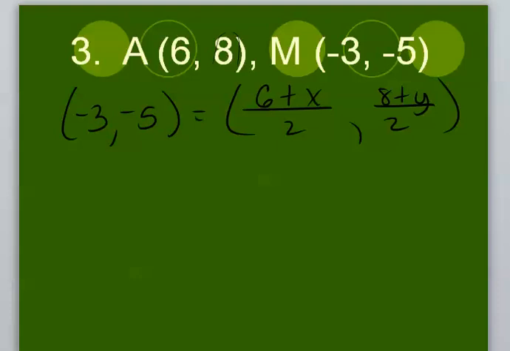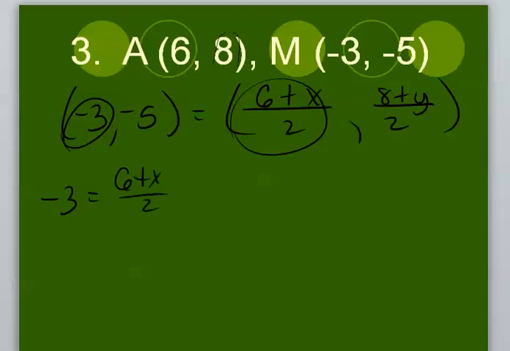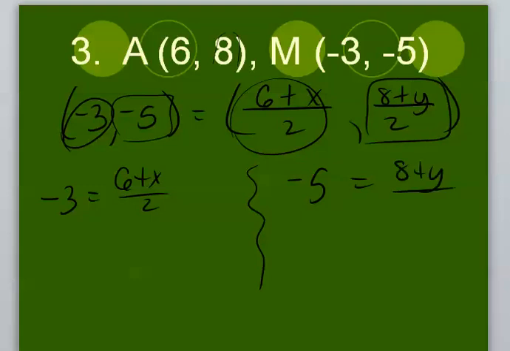Remember your endpoints, the x and y that you're actually plugging into the formula, the one that's missing and the one we have, are always points A and B. Your answer that you put by itself, in this case negative 3, negative 5, is point M. That's the midpoint. So again, negative 3 is the answer we got from the x part, from doing 6 plus x divided by 2. Negative 5 is the answer we got from the y part, from 8 plus y divided by 2. Then as you solve these equations, you must clear fractions first.